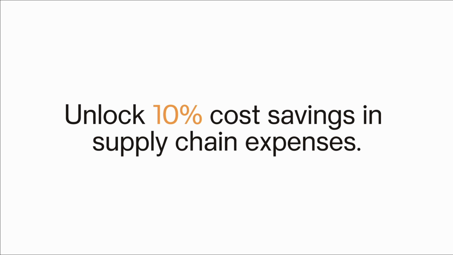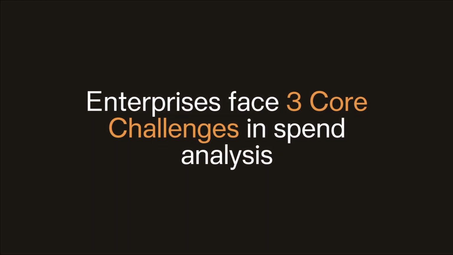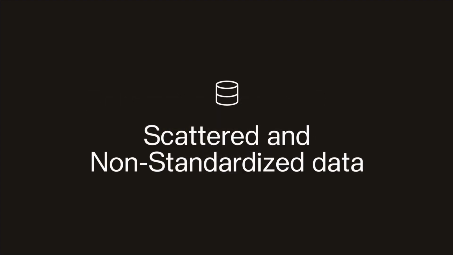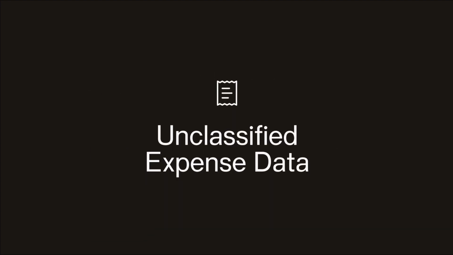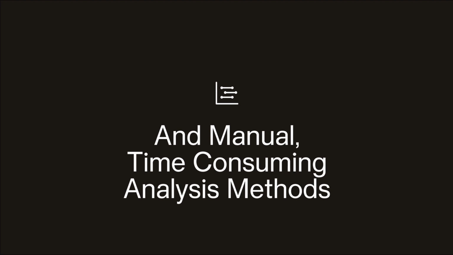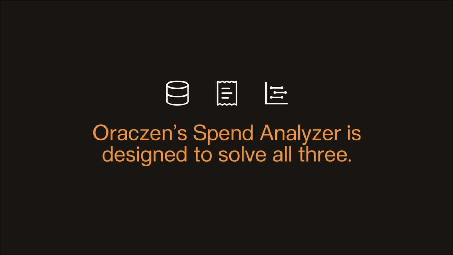Welcome to Oraczen's Procurement Spend Analyzer AI agent, built to help your organization leverage AI to identify spend optimization areas and unlock up to 10% in supply chain cost savings. Enterprises face three core challenges in spend analysis: scattered and non-standardized data, unclassified expense data, and manual, time-consuming analysis methods. Oraczen's Spend Analyzer is designed to solve all three.